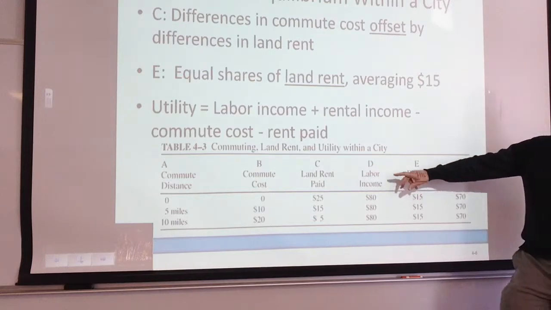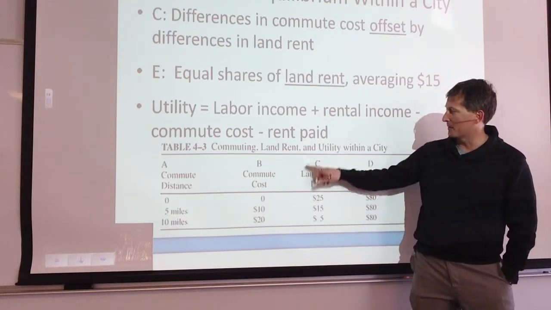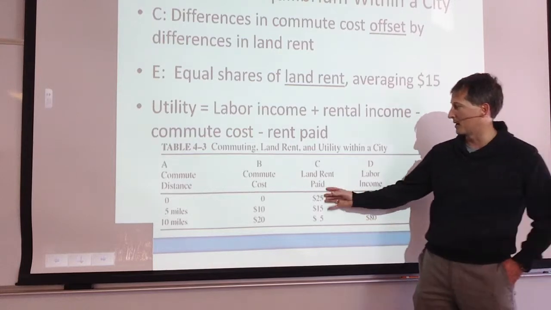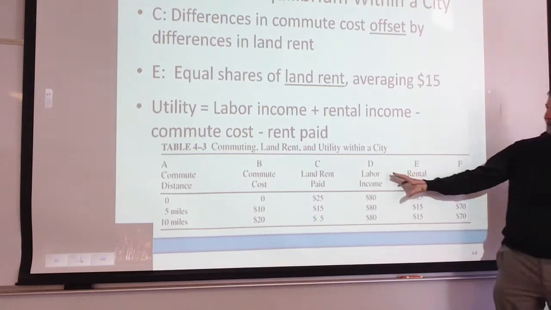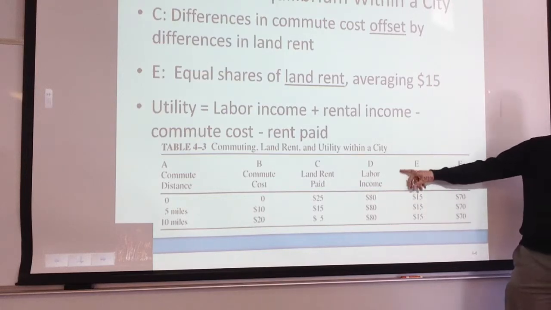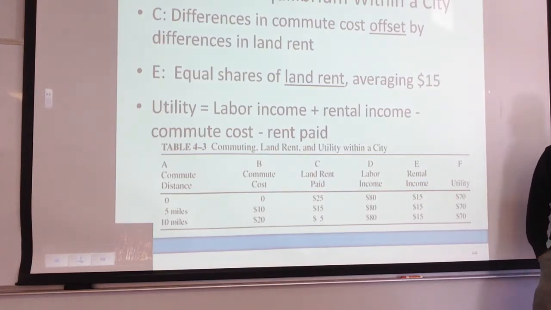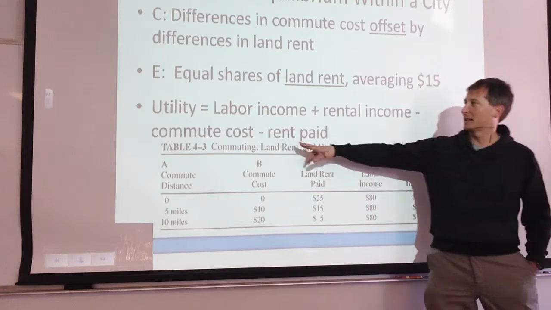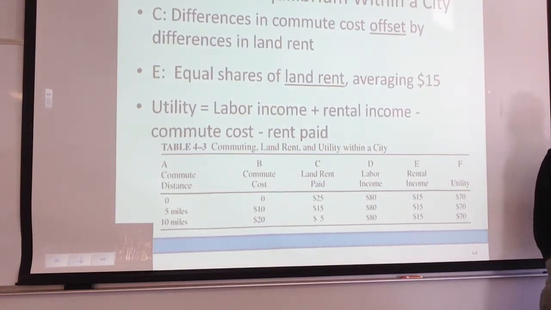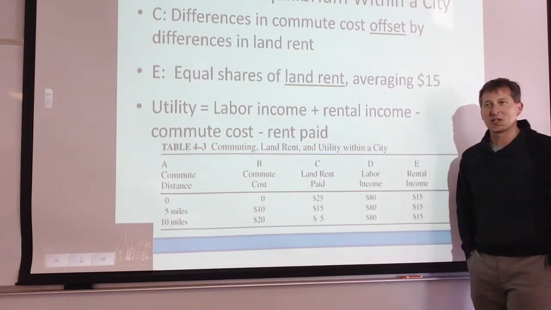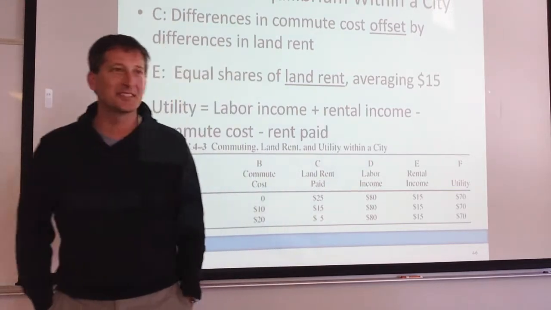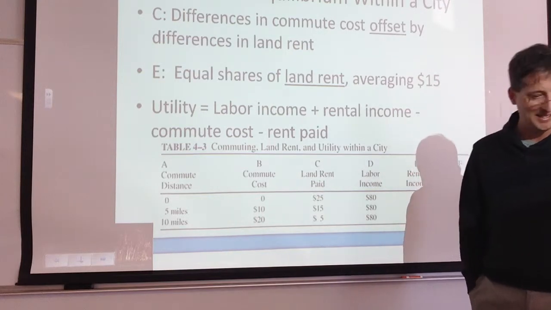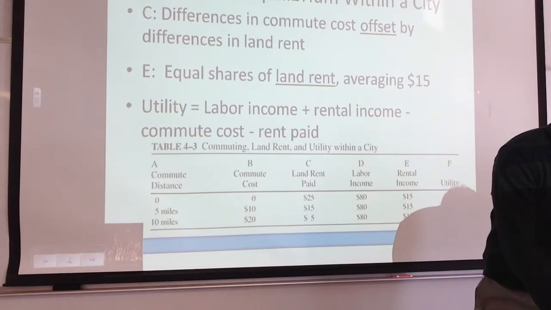So with this example, what's going on with land rent paid? The closer you are to the city, land prices are going up. And then this is a little strange here. We've got utility being driven by labor income and rental income, and then subtracting out your commuting cost and your rent paid. Does anybody remember that from the chapter, since I did officially assign the reading? Who's got that one nailed down? This might be worth an extra credit point. The rental income? What is that? That's a little bit of an oddball here.